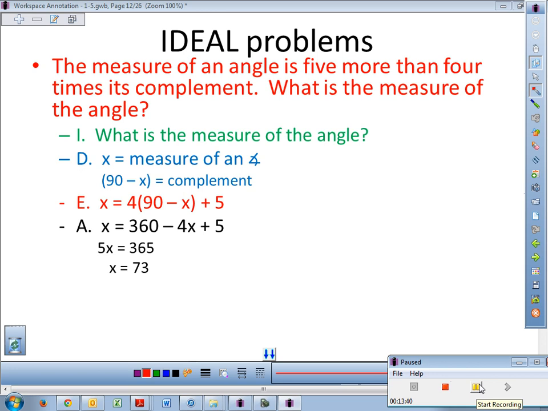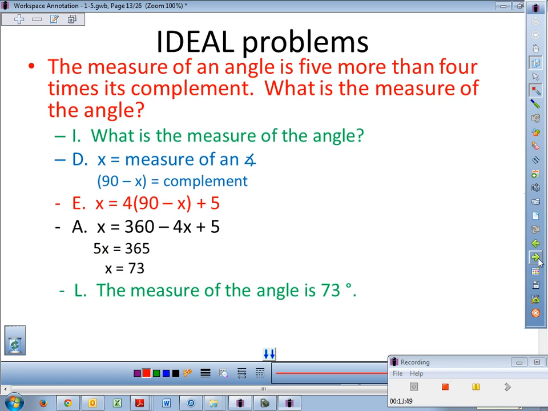All we've got to do now is label our answer in a complete sentence, meaning we've got to retranslate this back from math to English. What does x stand for? The measure of the angle. What does this equal sign really translate to in English? Is. 73 degrees. The measure of the angle is 73 degrees.